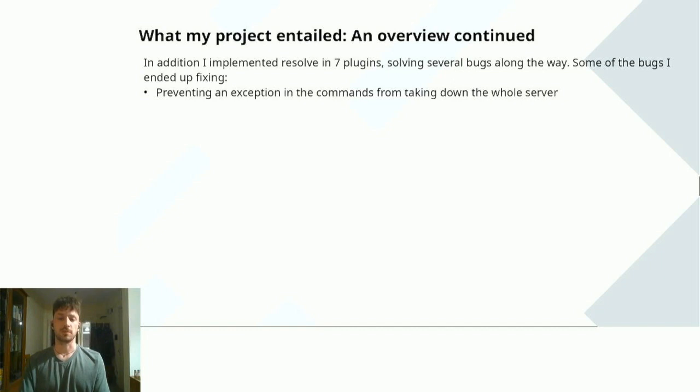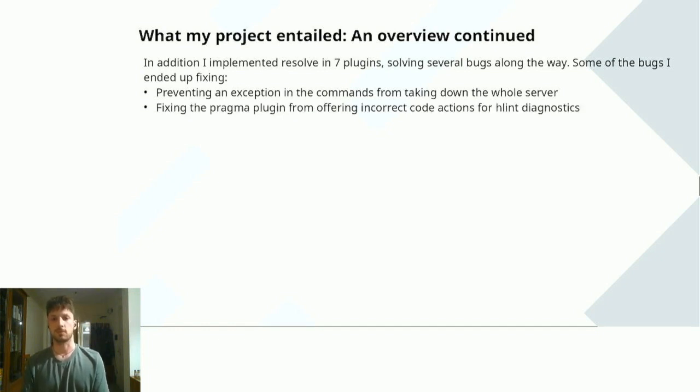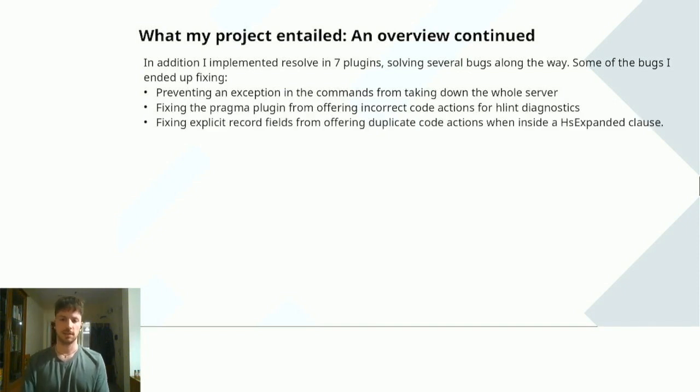So some of the bugs I fixed: preventing exceptions in commands from taking down the whole server. Commands are the type of request that we get in HLS. I fixed a Pragma plugin from offering incorrect code actions for HNet diagnostics. I fixed explicit record fields from offering duplicate code actions when inside a HS expanded clause, which is like what we use for new JC features.